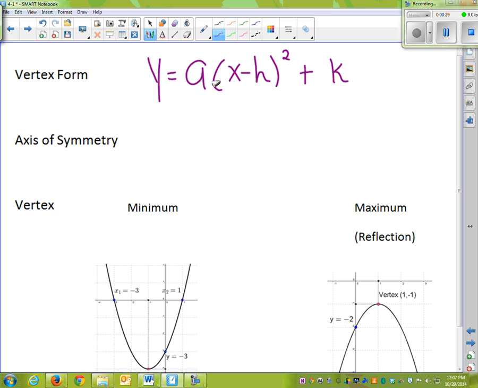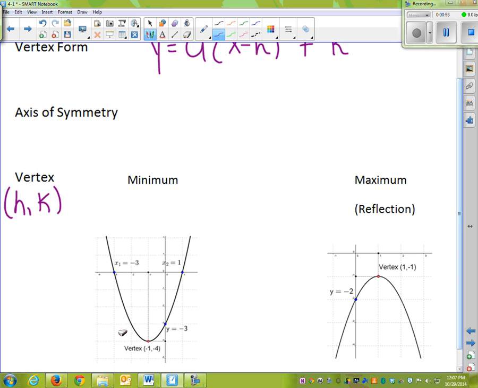Y equals a (x minus h) squared plus k. The h and the k in the equation give me the vertex. So when a quadratic function has a minimum value, this is a positive graph. The vertex is at the bottom, the h is -1, and the k is -4. Or if the vertex is at the top of the graph, this gives us a maximum value. And in this example, h is 1 and k is -1.